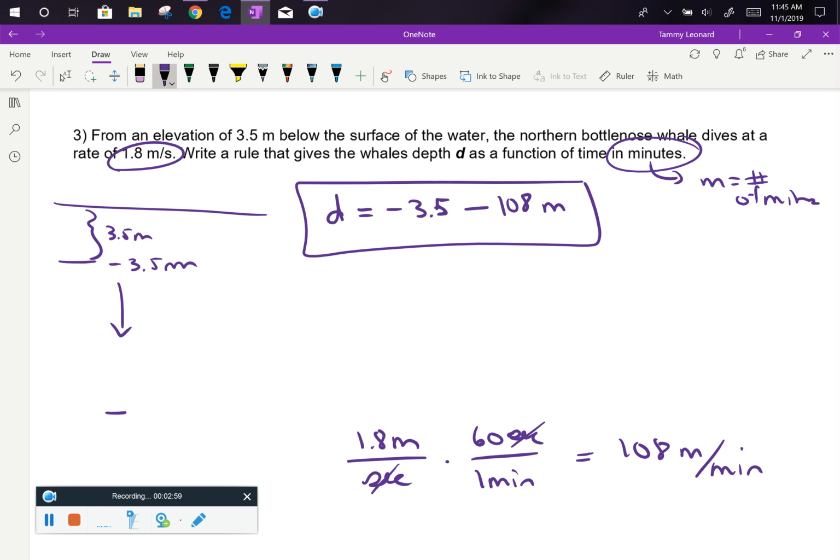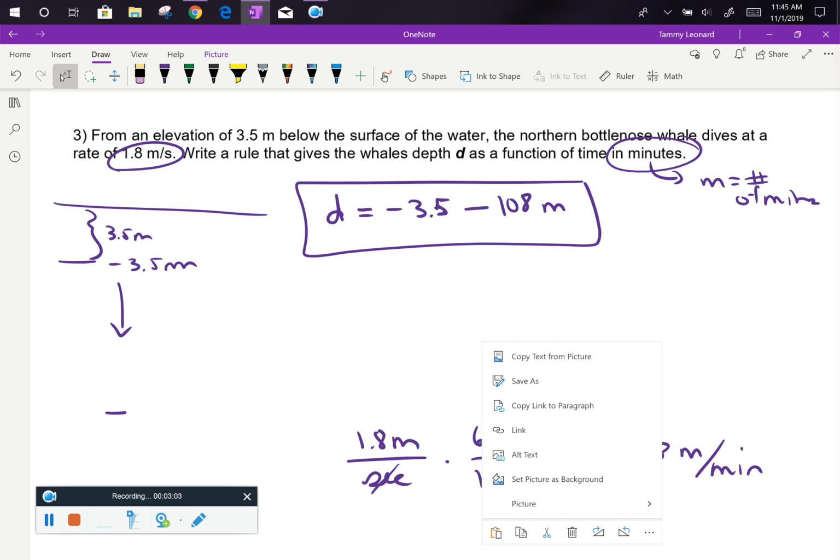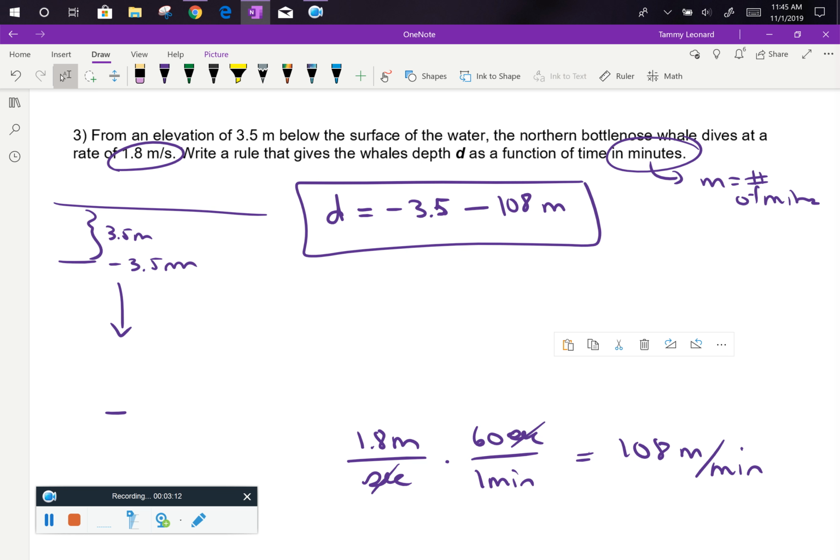If someone interpreted the problem a little bit differently, they might have thought of the elevation as being a positive amount, just what is your distance below the surface of the water, in which case they could also use the rate as a positive amount. So if somebody interpreted it in that way, and they said d equals 3.5 plus 108 times the number of minutes, that would also be a reasonable function rule.